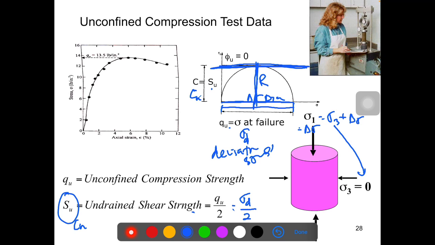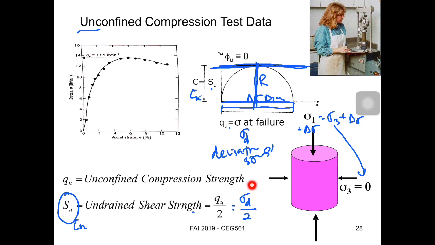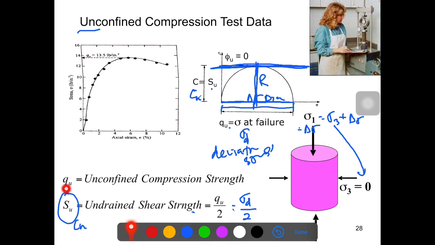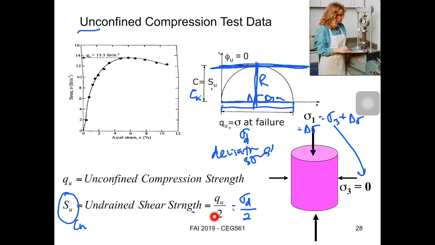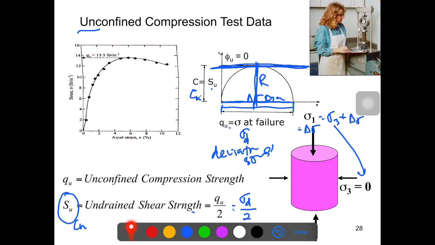So the clue for the unconfined compression test, first clue is that sigma 3 is equal to 0. Cu is equal to sigma d divided by 2, or qu, the unconfined compression strength, divided by 2, so you will get Cu.